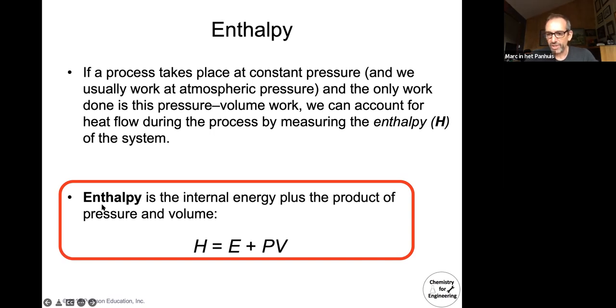If we then look at the definition of that, there's a question there: what is E? So E is what we've been talking about all day so far. E is the internal energy, which, if you read what it says on the screen, says enthalpy is the internal energy plus the product of pressure and volume. So H for enthalpy is equal to E, the internal energy, plus the product of pressure and volume.